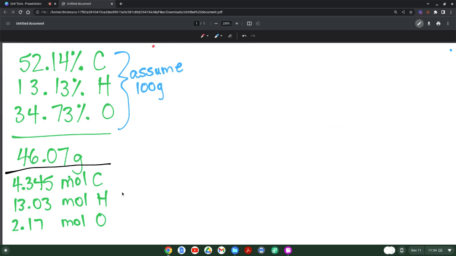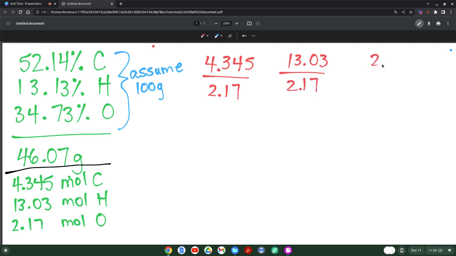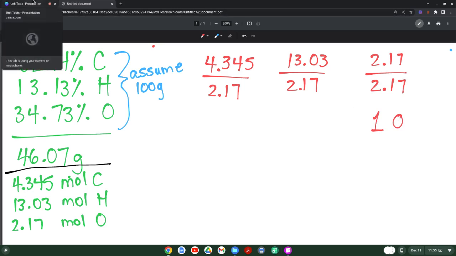Now I'm going to take each of these numbers of moles and I'm going to divide them by 2.17 because that's going to give us just 1 unit of oxygen, which is kind of related to our empirical formula because we want to reduce all of our subscripts. So I'm going to take that number for the carbon and divide that by the 2.17. Even though we know the answer to this, we should still put it on paper to show our work. So this is going to give us 1 oxygen very easily. We're going to calculate the others.